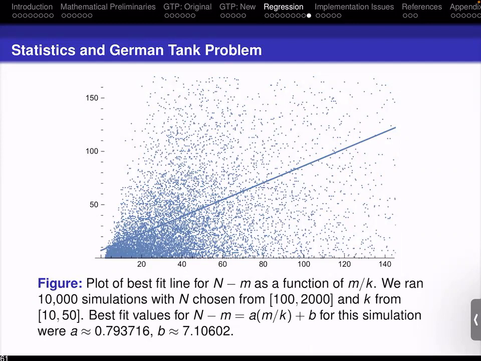Well, I know there has to be at least M tanks. So let me choose some number N. I'll randomly choose K tanks from 1 to N, and I'll record the largest. And I'll plot the best fit line of N minus M as a function of M over K, because I know there has to be at least M tanks. So maybe I should somehow take that into account.